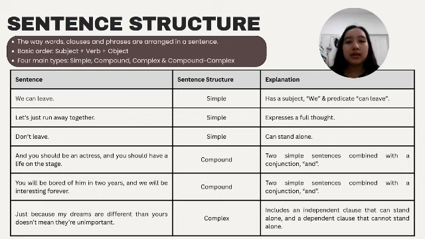Now, how we determine the structure in a sentence is by how the words, clauses, and phrases are arranged in that sentence. There are four main types, which are simple, compound, complex, and compound complex. Now, we look at the three simple sentence examples.